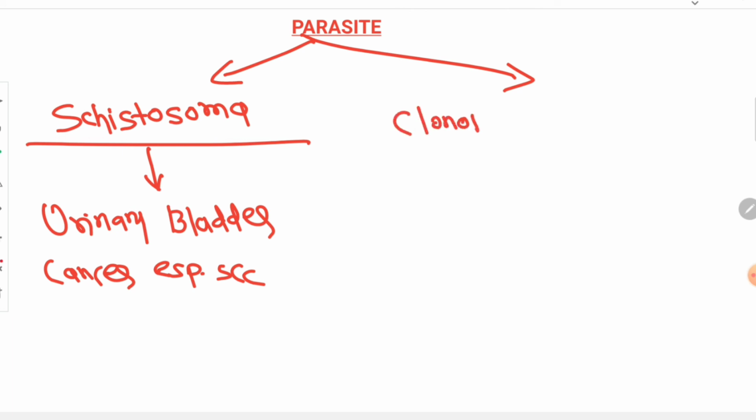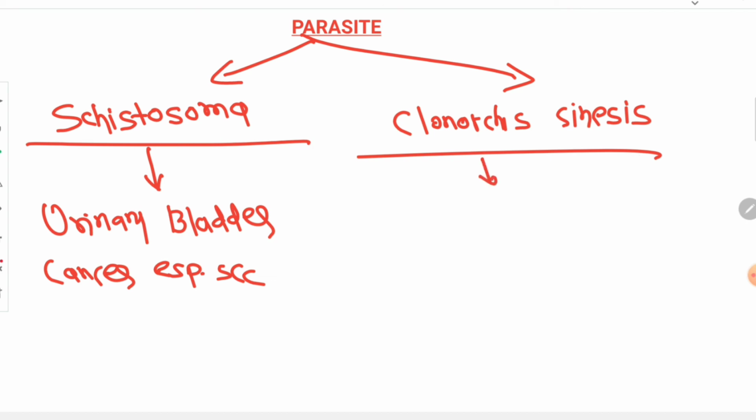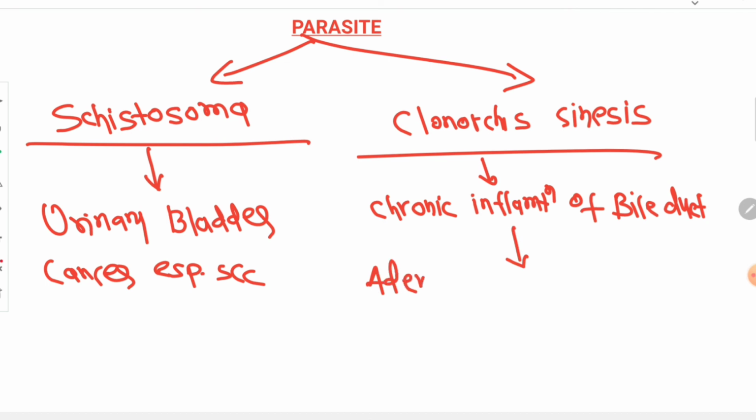And Clonorchis sinensis, this parasite can cause chronic inflammation of bile duct, so that because of chronic inflammation of bile duct, adenocarcinoma of the bile duct can develop, which is known by the name cholangiocarcinoma.